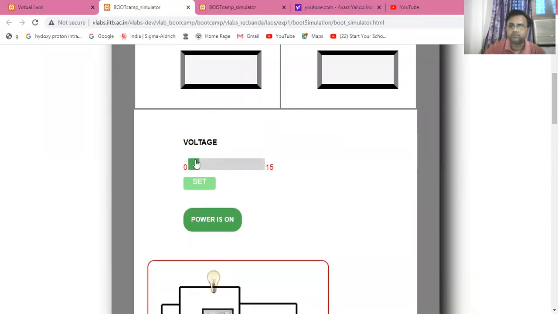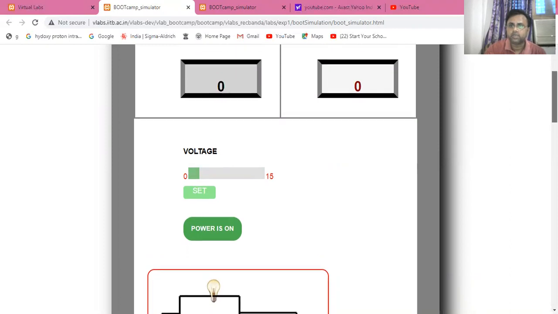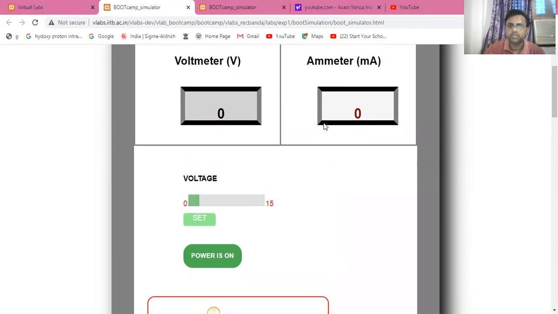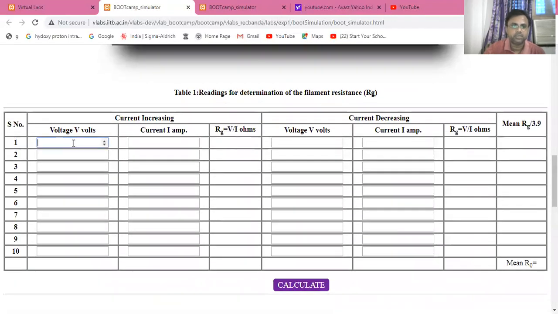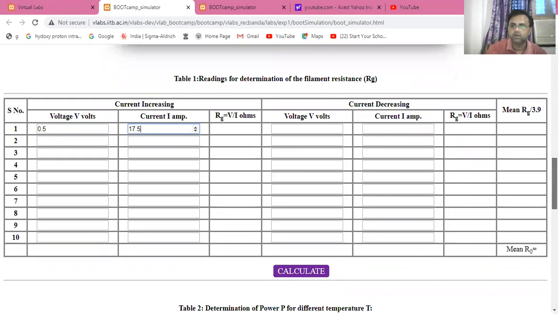We first set the voltage to 0 volt. At 0 volt the ammeter current is 0. Then set 0.5 volt, and the reading is 17.5. Then we add this reading here: 0.5 volt is 17.5.